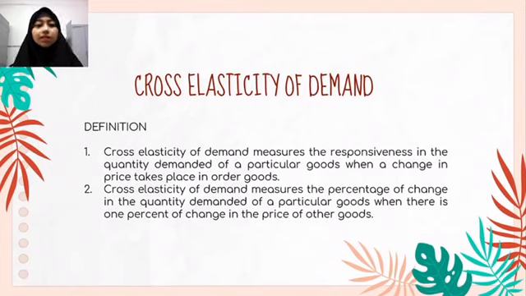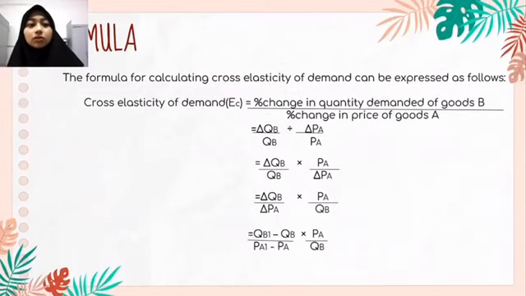I will present about cross elasticity of demand. The definition is that cross elasticity of demand measures the responsiveness in the quantity demanded of a particular good when a change in price takes place in other goods. It measures the percentage change in the quantity demanded of a particular good when there is a 1% change in the price of other goods. The formula for calculating cross elasticity of demand can be expressed as follows.